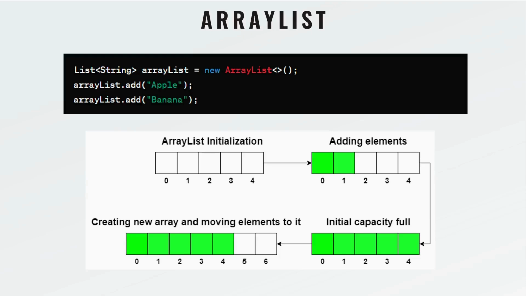By dynamically resizing its internal array, ArrayList ensures that it can grow and shrink as needed to accommodate the elements you add or remove, providing flexibility and efficiency in managing lists of elements.